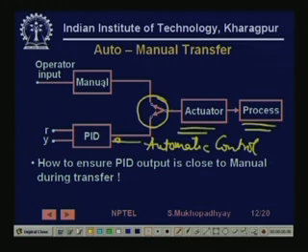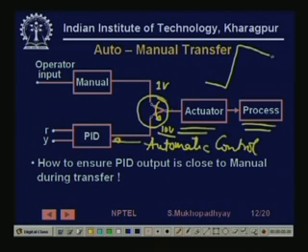Now the main question is that when I am transferring, how do I know? For example, suppose here the input was, let us say, 1 volt. Now how do I know that when I flick this switch to auto, the input existing here may be 10 volt. So now what will happen? Previously the actuator was getting an input of 1 volt. Now suddenly 10 volt will go to the actuator. So the actuator, if it is a motor or if it is a valve, it might get a shock. Similarly, the process also will tend to get very high inputs.